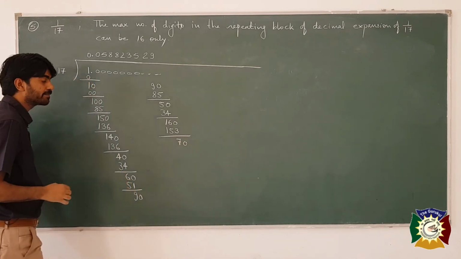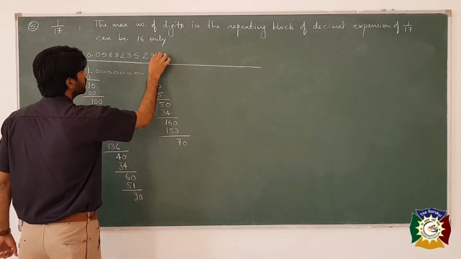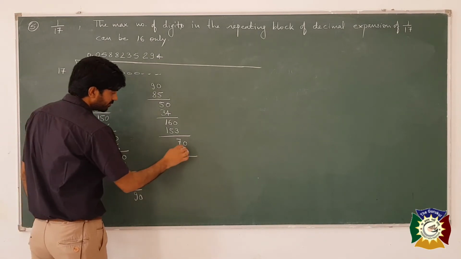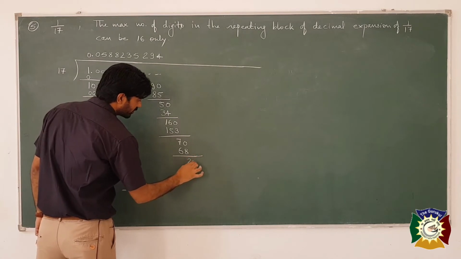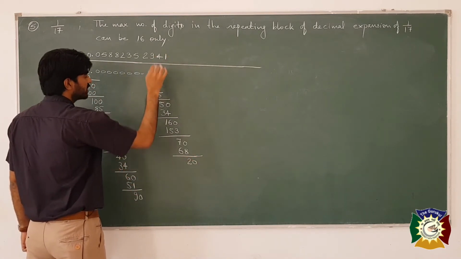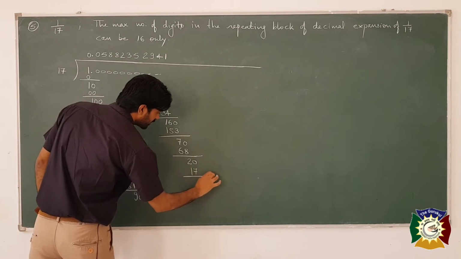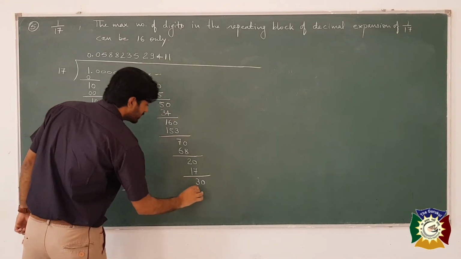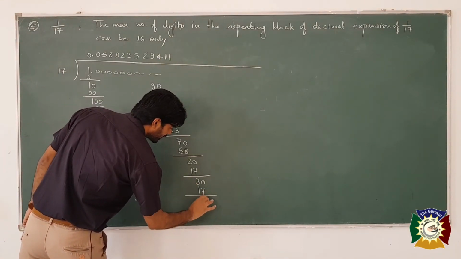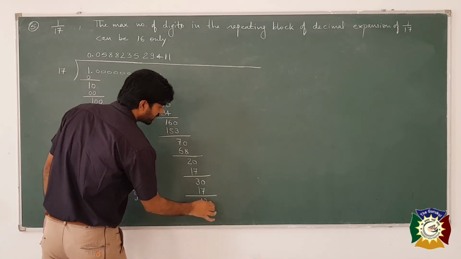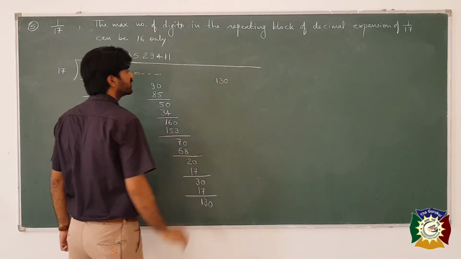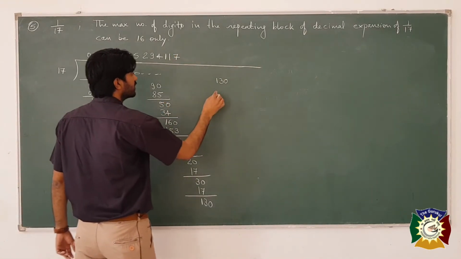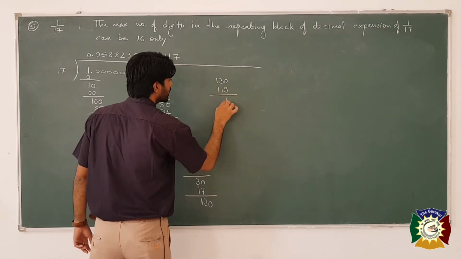Now it becomes 70. Then 17 fours are 68. Then remainder is 2. It becomes 20. 17 ones are 17. Then 3. Again it becomes 30. 17 ones are 17. We are left with 13 remainder. So it will become 130. Then 17 sevens are 119. So we are left with 11.